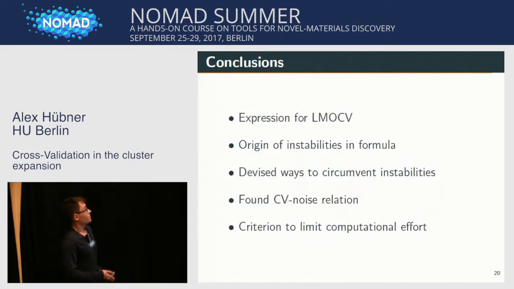To conclude, we found an expression for the leave-many-out cross-validation, understood the origin of the instabilities in the formula and devised ways to circumvent them, leading to a configuration selection tool. We found a CV noise relation and a criterion to limit the computational effort with it.